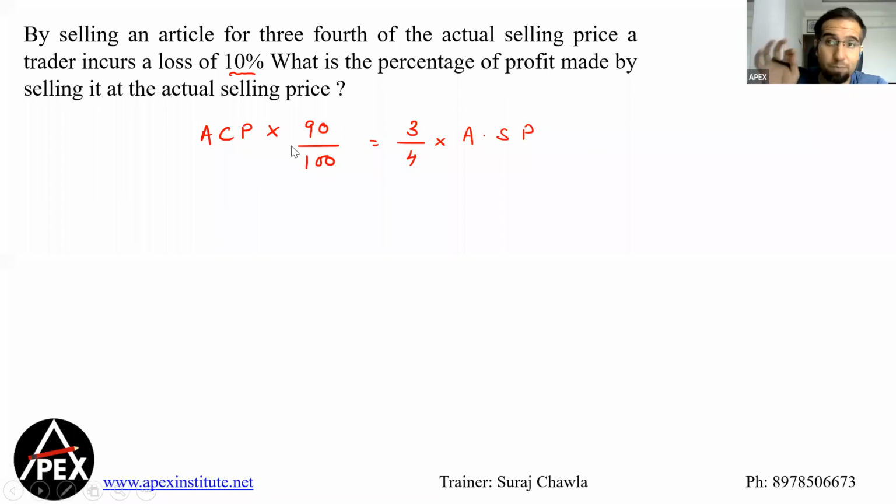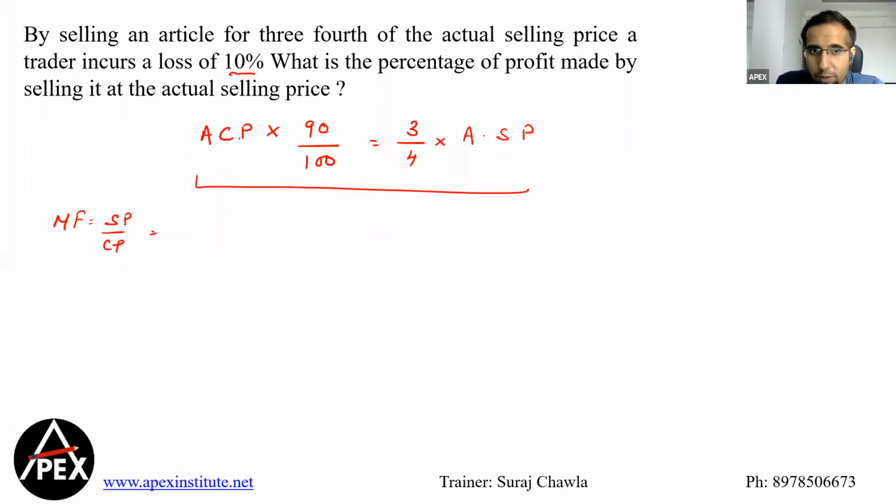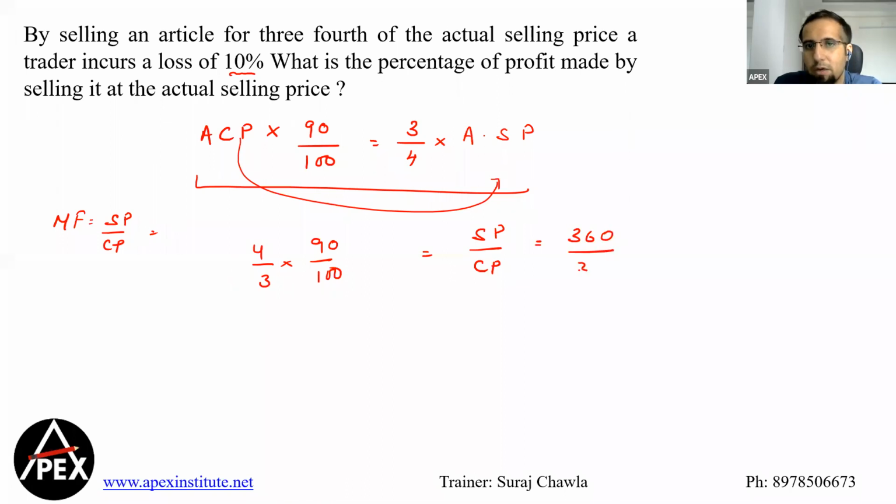Now from here, the best part you can apply here is, guys, remember this. I repeat, multiplying factor is equal to SP by CP. So from here, if I bring CP here, I can write SP by CP is equal to 90 by 100 into 4 by 3, which means SP by CP is equal to 360 by 300, which is 12 by 10. With a multiplying factor of 12 by 10, I can say there is a 20% profit.